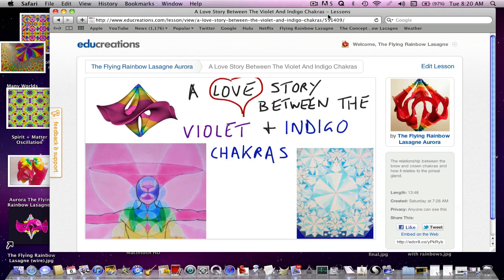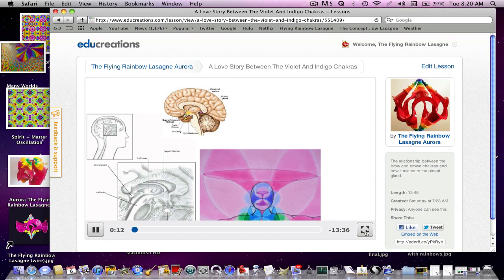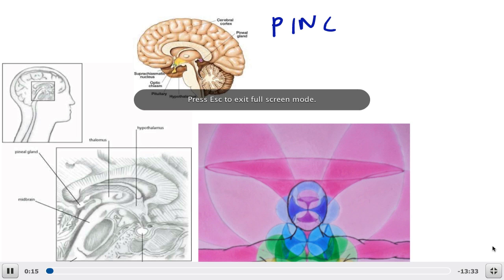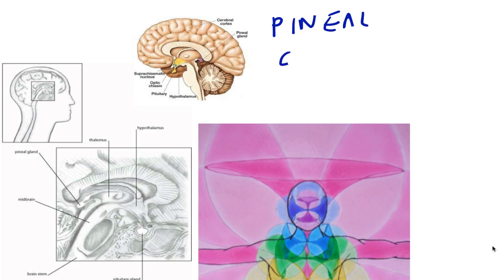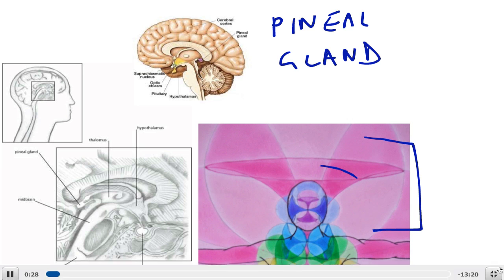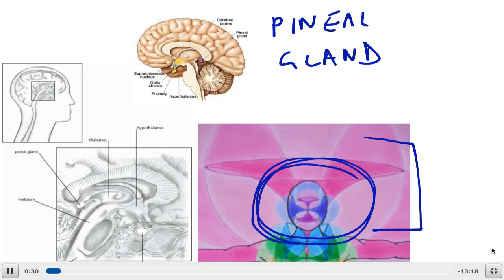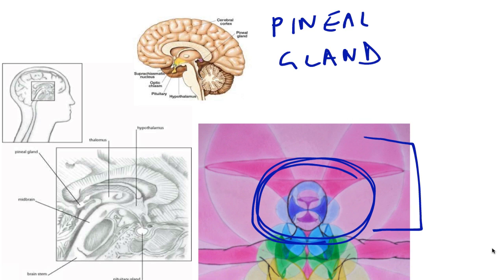And the indigo chakras. Today's lesson is going to focus on the pineal gland. The pineal gland is the third eye. It is the brow chakra. It is associated with the color indigo in the spectrum. And you can see in this painting here, this point of intersection where we have the indigo chakra, and we also have the violet chakra, the crown chakra, where energy enters from higher dimensions and higher vibrations.